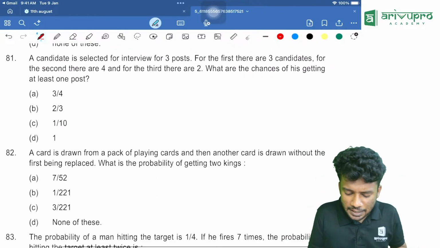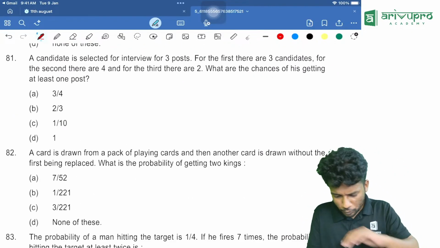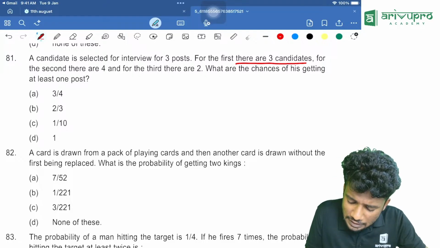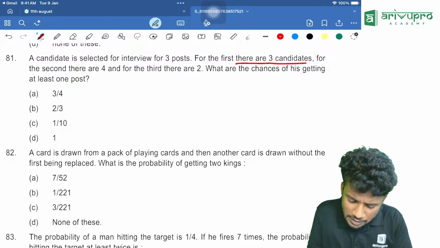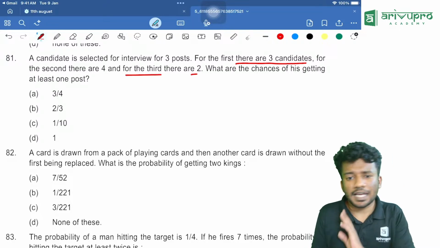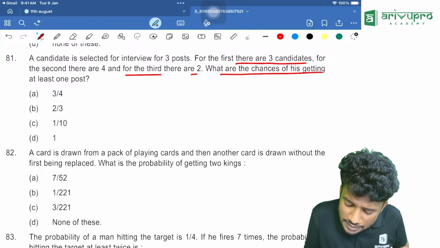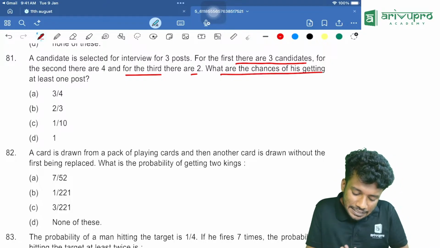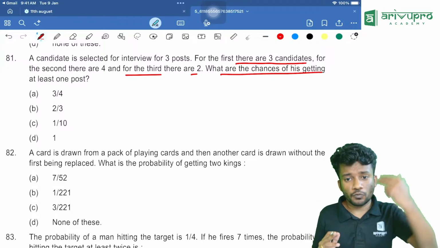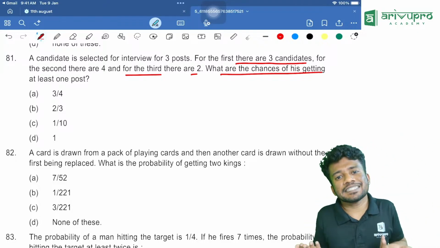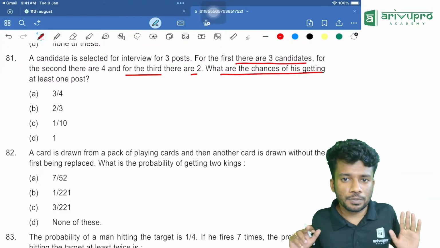A candidate is selected for interview for 3 posts. For the first, three candidates are there. For the second, there are 4 candidates. And for the third, there are 2 candidates. Now, what are the chances of his getting at least 1 post? That means if I go for an interview for 3 posts, what is my chance of getting at least one of the jobs? That is the question.